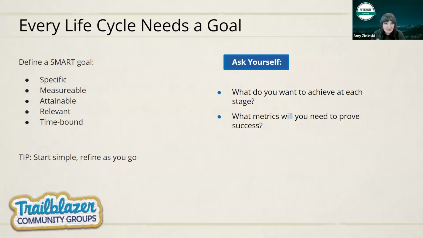Attainable. We need to set a goal with a percentage. So we want 25% of customers to make that purchase. And again, measurable. We need to make sure that we have the data to be able to measure this goal as we go through our journey.